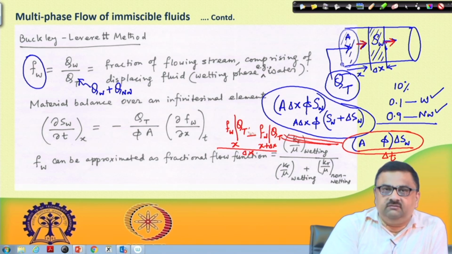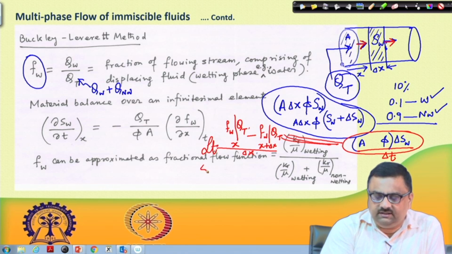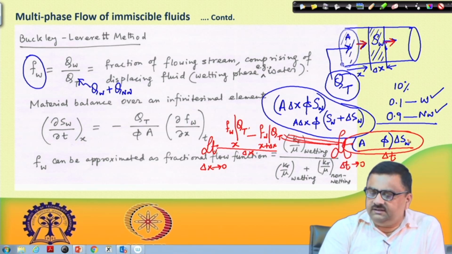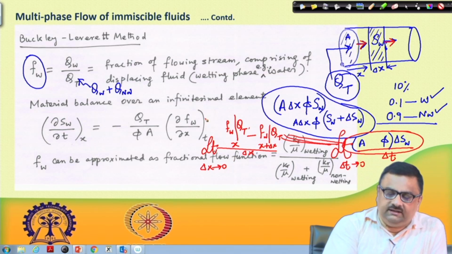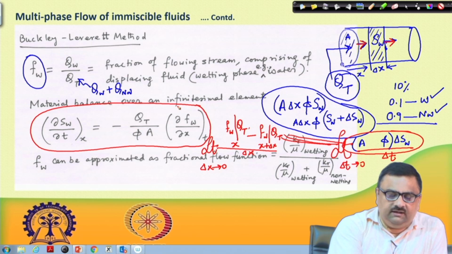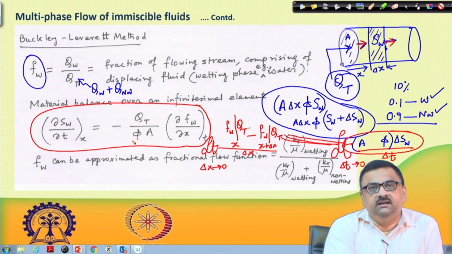So, now we take this QT outside, and if we insist on the limit delta x tending to 0 here, and on this side limit delta t tending to 0 here, then we end up with the del SW del t term and here the del FW del x term. And that is exactly what we arrived at in this material balance, that del SW del t at x is equal to minus QT by phi A del FW del x.